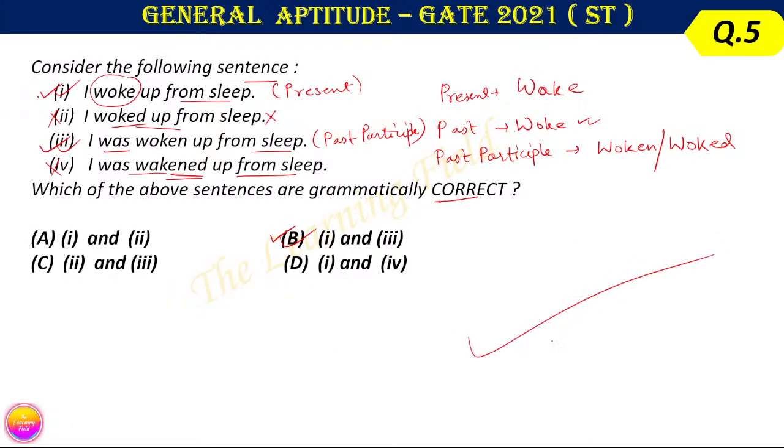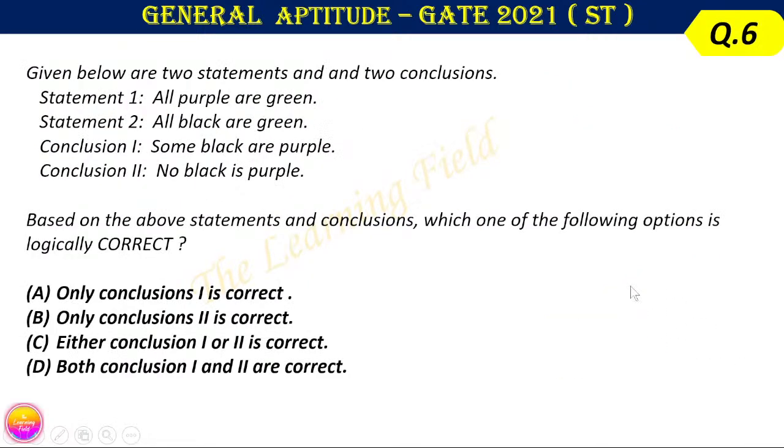You all know that the first 5 questions are 1-mark questions, and from 6 to 10 the questions are 2-mark questions each. Okay, so question 6 says: given below are 2 statements and 2 conclusions. Statement 1 is all purples are green and all blacks are green. There are 2 conclusions: one is some black are purple and the other is no black is purple. So there are 2 statements and 2 conclusions.